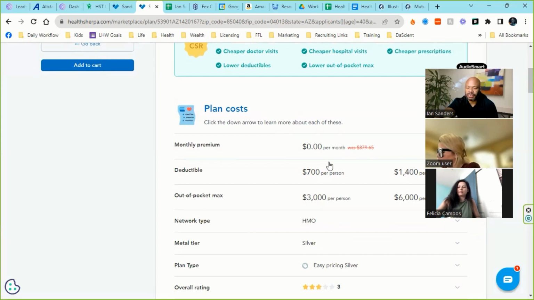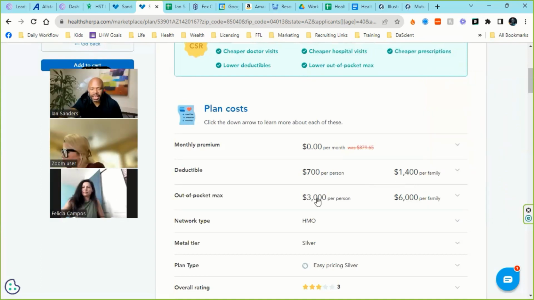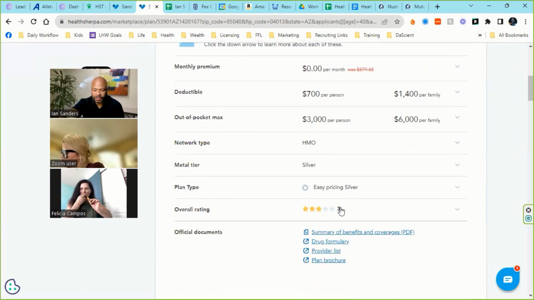So the deductible is $700. After that, the plan kicks in for the major things. It is $1,400 per family. After that, you pay your percentage, which is 30% of the cost, until you hit $3,000 per person and $6,000 per family. If you hit that either per person or per family, you'd be covered 100% after that.